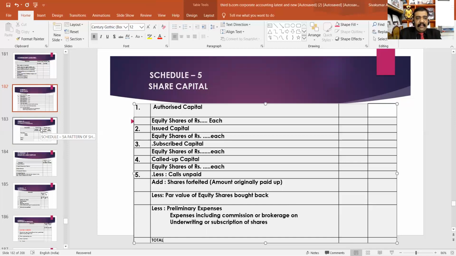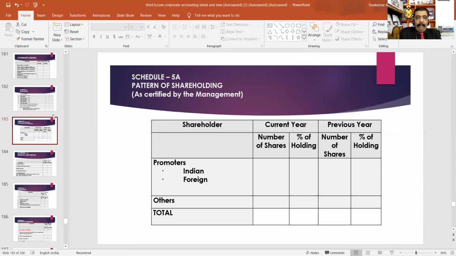Now we have to discuss another schedule, that is Schedule 5A, pattern of shareholding. As a certified manager, you have to include the pattern of shareholding by promoters of the life insurance company and others through Schedule 5A. You have to include the relevant figures for current year and previous year: number of shares and percentage of holding of Indian promoters and foreign promoters, and also the shareholding pattern of others. Then please total it. Now Schedule 5A is over.